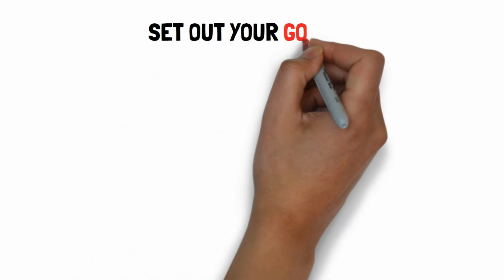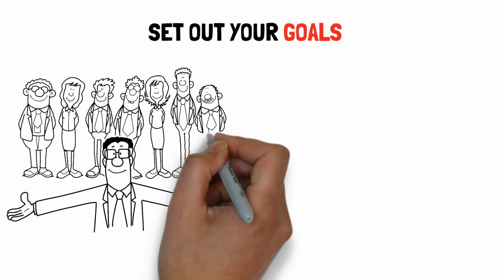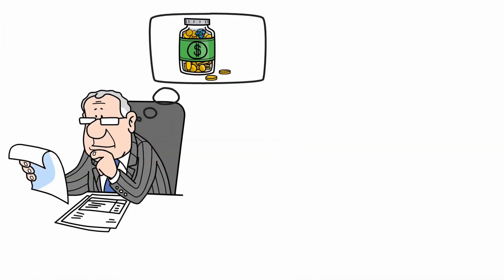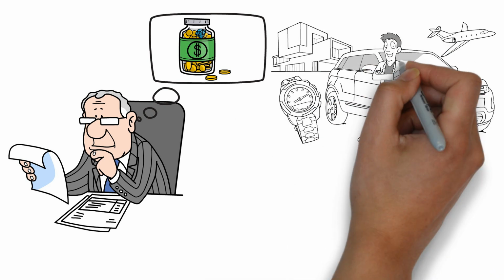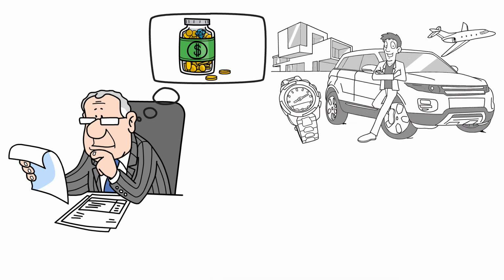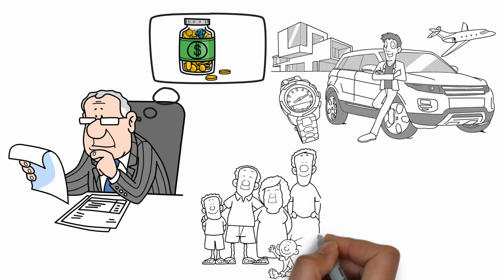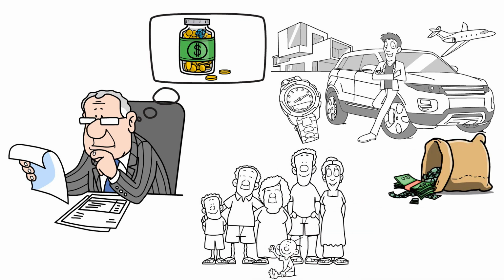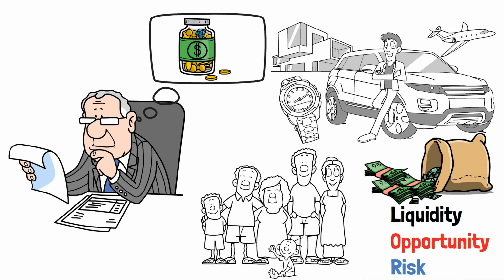Next, set out your goals. Everyone has different needs, so you should determine what yours are. Are you saving for retirement? Are you looking to make big purchases like a home or car in the future? Are you saving for your or your children's education? This will help you narrow down a strategy as different investment approaches have different levels of liquidity, opportunity, and risk.